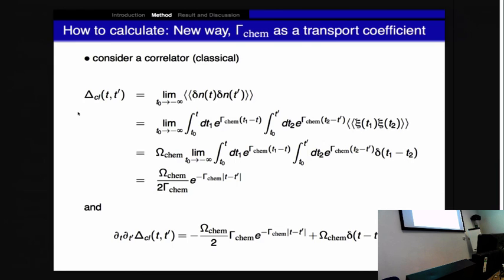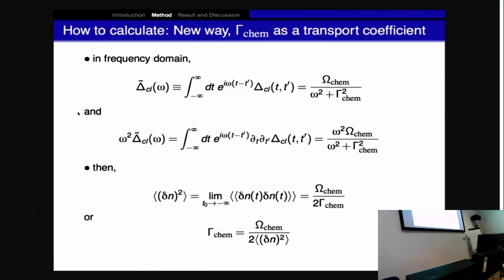As one can see, there are two parameters, so if one needs additional information, one can consider the time derivative of these correlation functions, and then you can get the other information. In the frequency domain, that's what it is, and then you can consider these two ratios, and you can define this chemical equilibration rate as the width of the noise and the normalization factors of the susceptibility.